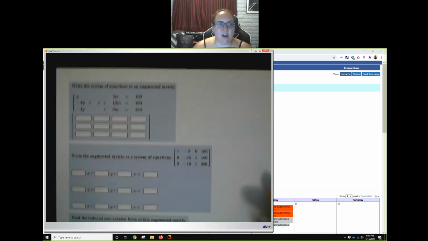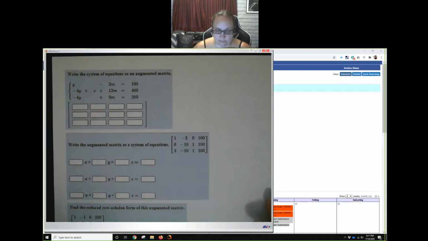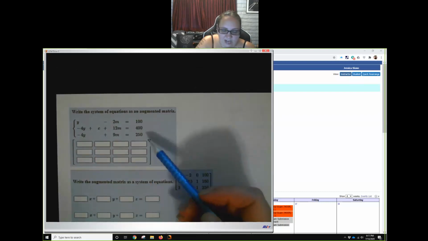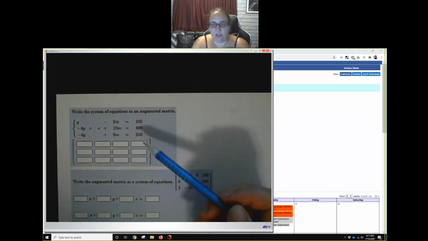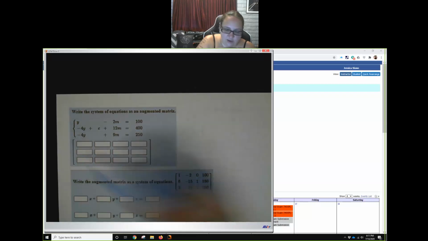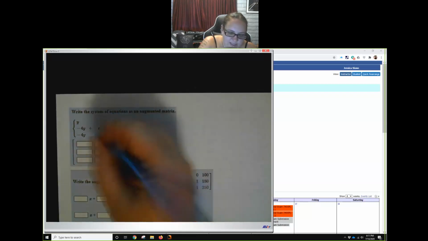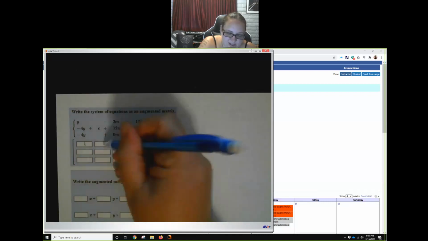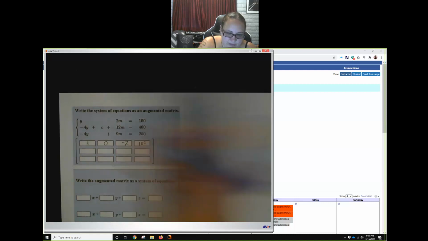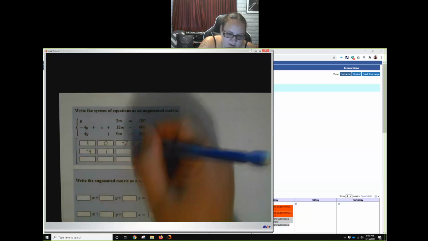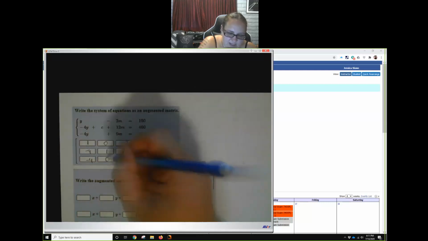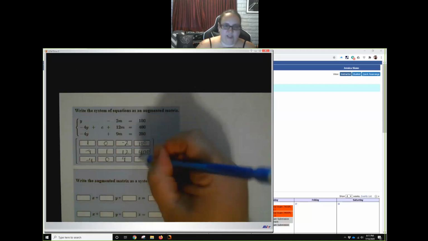Now, 9.6 is all calculator work. All of it. So when you have a large system like this, to write it as a matrix, all you're going to do is pull out your numbers. So anything that is a number, a coefficient, a constant, that goes in your matrix. So you know how there's nothing in front of this y? That's a 1. We have no c here, so that's a 0. And then a -2 and a 100. So then this would be -4, 1, 12, 400. -4, 0 again, 9, 250.